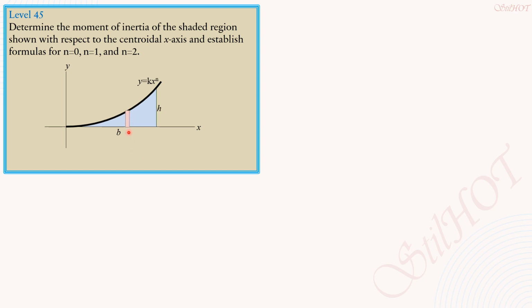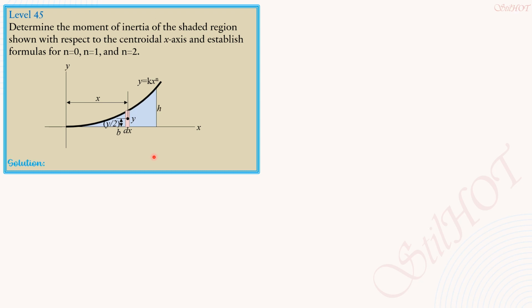So let's have a vertical strip. The height is y, the thickness is dx, and the centroid is, of course, the geometric center of the rectangle. So that distance is x from the y-axis, and therefore this is the centroid of this strip, which is from the x-axis half of y, so that is y over 2.